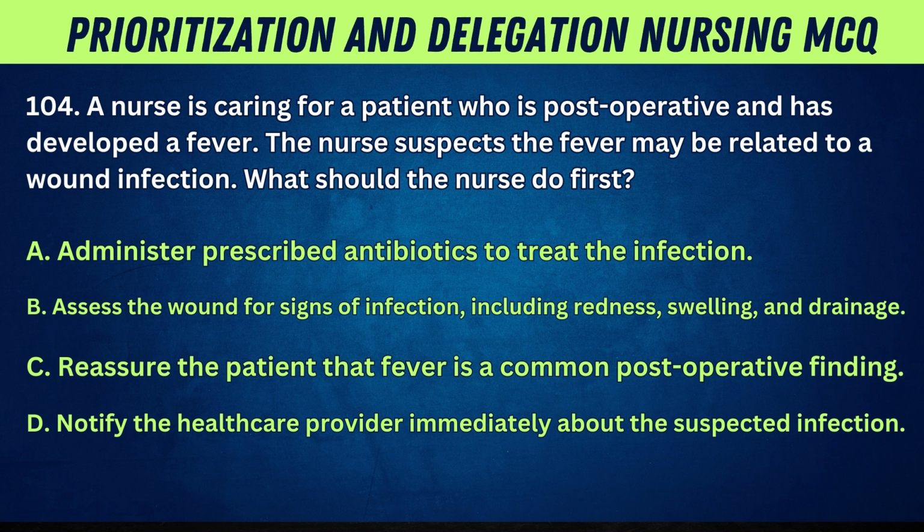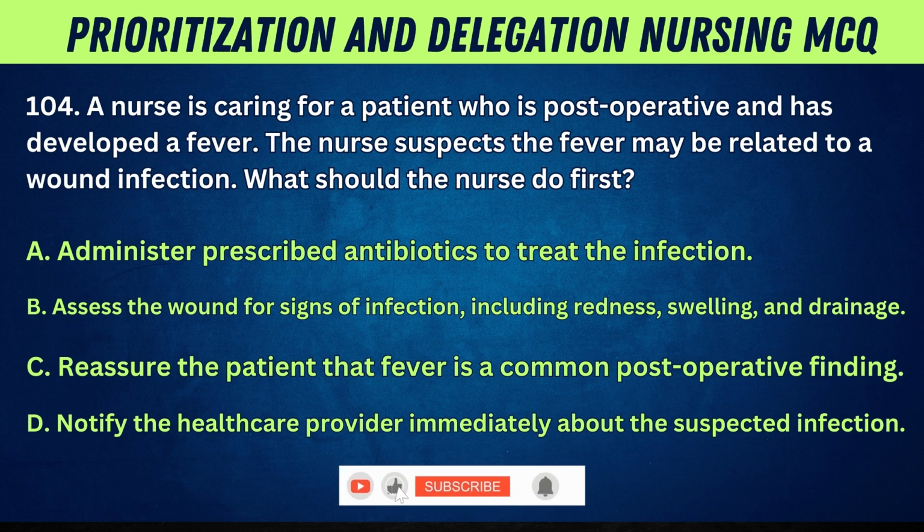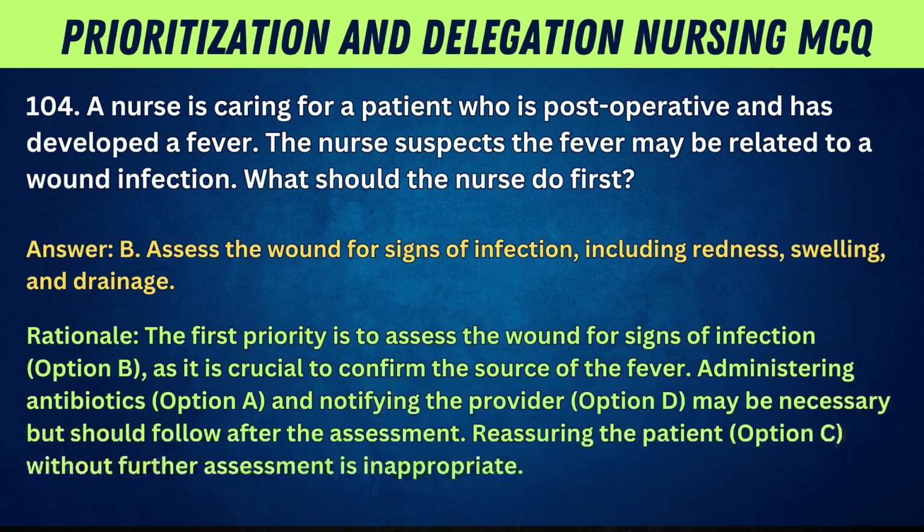Administer prescribed antibiotics to treat the infection. B. Assess the wound for signs of infection, including redness, swelling, and drainage. C. Reassure the patient that fever is a common post-operative finding. D. Notify the healthcare provider immediately about the suspected infection. Answer: B. Assess the wound for signs of infection, including redness, swelling, and drainage.